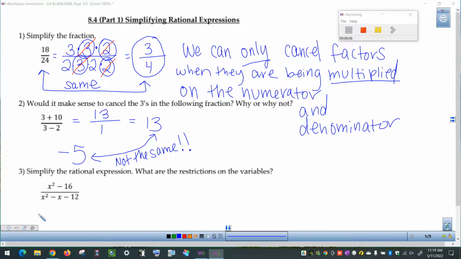Notice that we're subtracting on the numerator, we're subtracting down here on the denominator. Things are not being multiplied yet, so we're not able to cancel anything just yet. So what we need to actually do is factor. Because we have expressions like x squared minus 16, the factoring will look a little bit different from how we factor these whole numbers up above. But it's still the same idea.